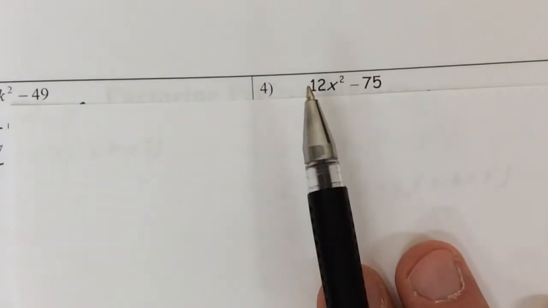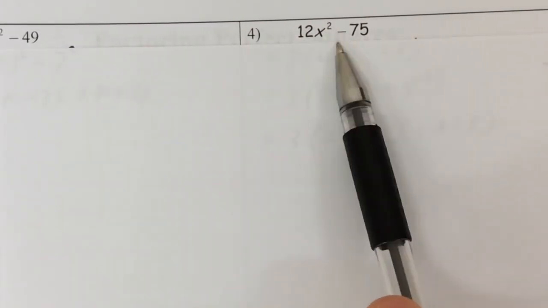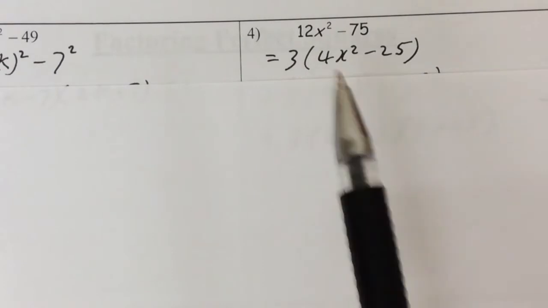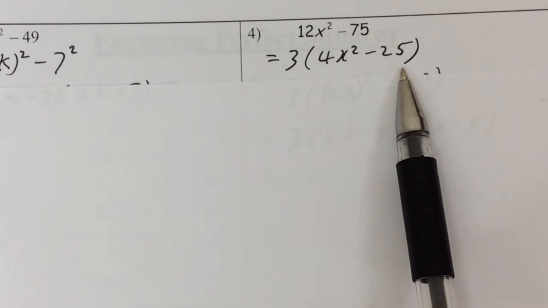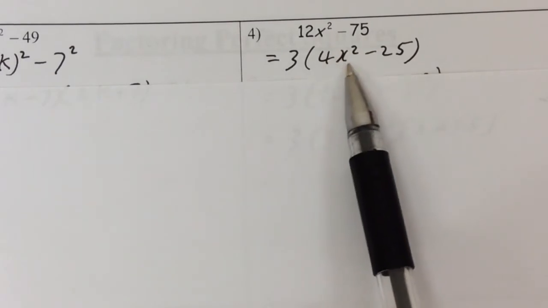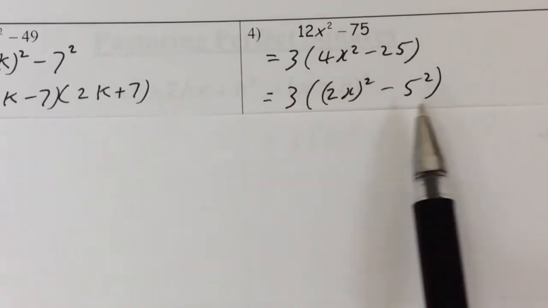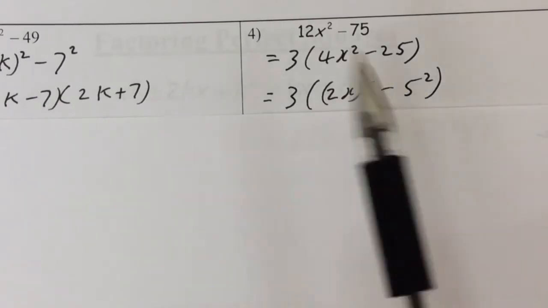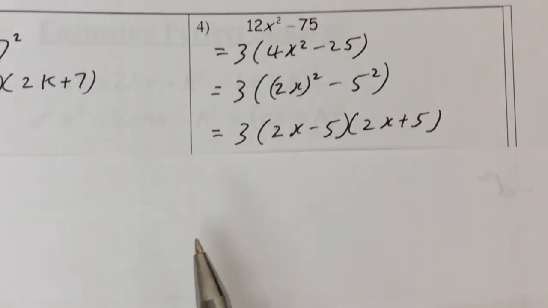Okay, another one, 12x squared minus 75. Is there a common factor here? Because 12 is not a perfect square. Okay, so there is, it's 3. So 3 is a common factor. What do you have left over? 4x squared minus 25. Is that a difference of two squares? Well, 4x squared could be written as 2x all squared, and 25 can be written as 5 squared. So we have this difference of squares now, and we can write it as that factor. Okay. A couple more.